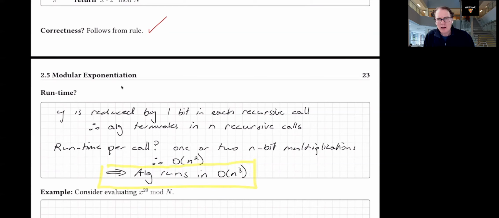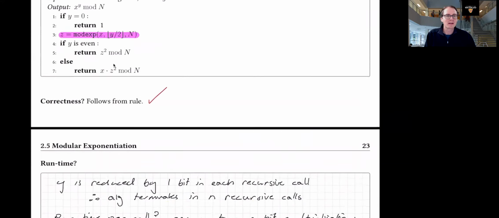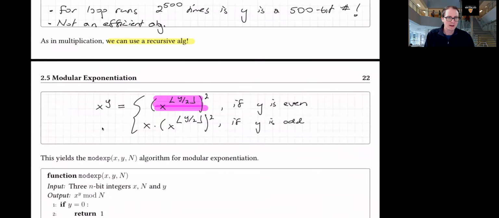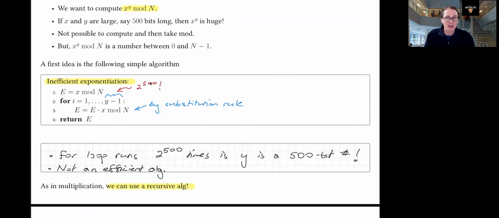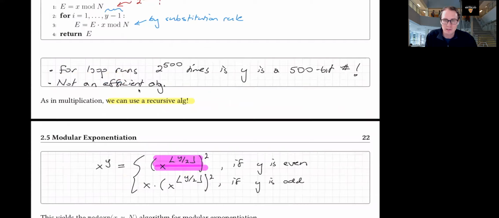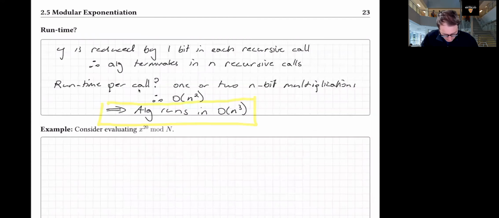So not as good as multiplication, but still, I mean, much better than this algorithm right here, which ran in exponential time in n. This n here would be 500, and the algorithm ran at 2 to the power of 500 time, right? So 2 to the n time.